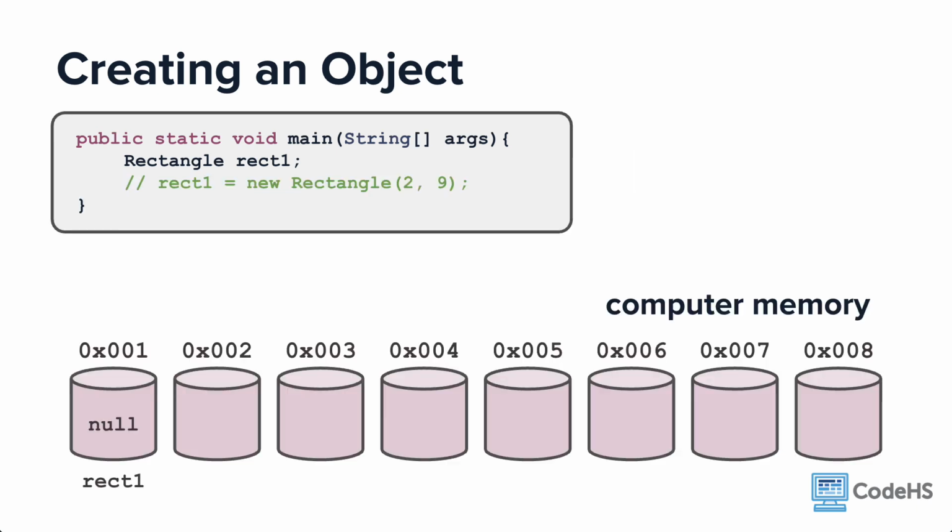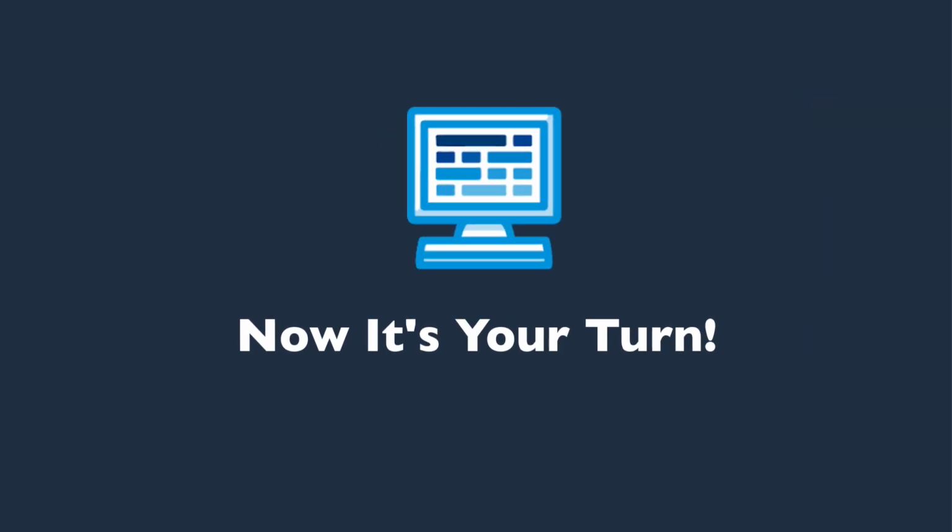Going back to our computer memory visualization, you can see that until the object is created, the variable rect1 holds a value of null. You can think of it like a placeholder or an empty reference. Then, when the object is created and assigned to rect1, the object is stored in memory, and its reference gets stored in rect1. Now it's your turn to practice object creation and storage.